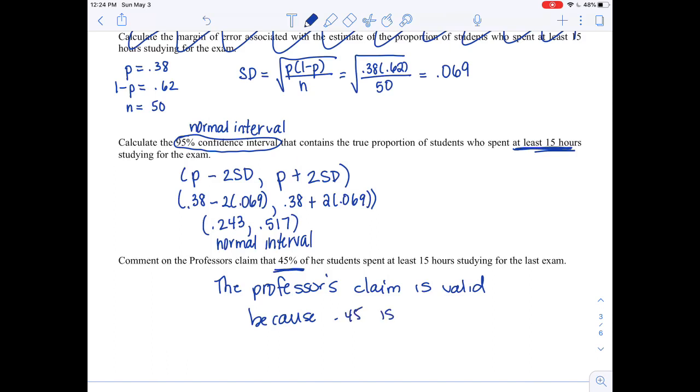the professor's claim is valid because 0.45 is within the normal interval.